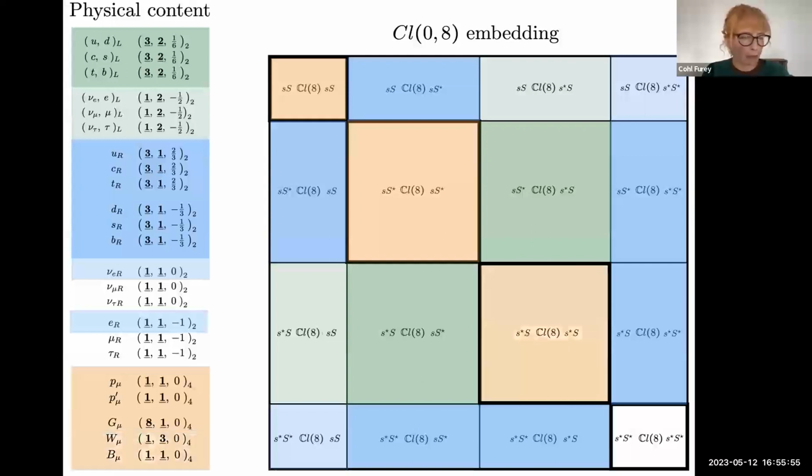Now in this bottom diagonal block, we have elements transforming under the SU2 left adjoint. And so in the context of a gauge theory, we would expect these degrees of freedom to correspond to electroweak gauge bosons. Although we in fact have too many of these representations here this time.